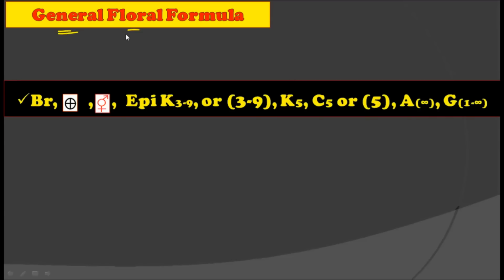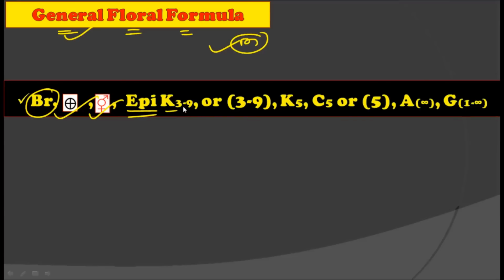Now this slide is showing the general floral formula for the Malvaceae family. This is a general formula. It may change from plant to plant, but it is a general formula which belongs to the Malvaceae family. Flower is bracteate, and that is why there is a BR. There is actinomorphic condition, that is why this sign is there. Then the flower is bisexual, that is, containing male and female parts, and that is why this sign is shown here.